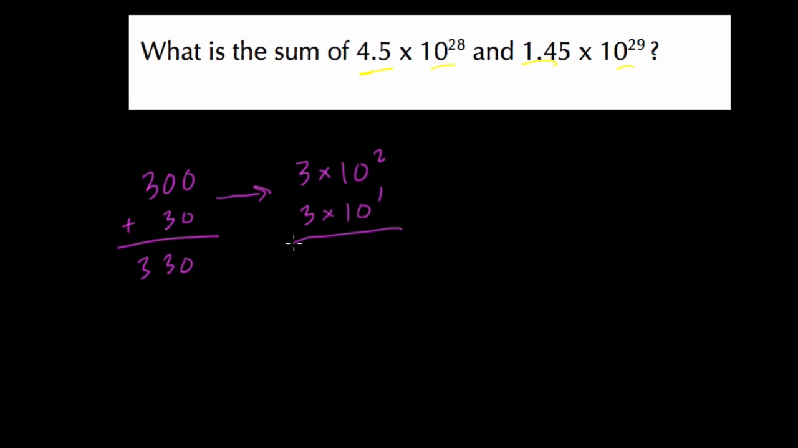So notice, these are the same scenario. You wouldn't just add 3 and 3 to get 6 and somehow add this to get 10 to the second, 10 to the third. What would you even get? You can't add these two 3's because they're in different place values.